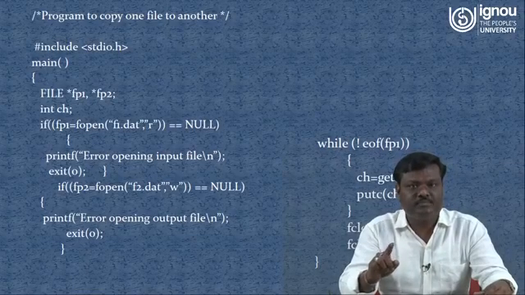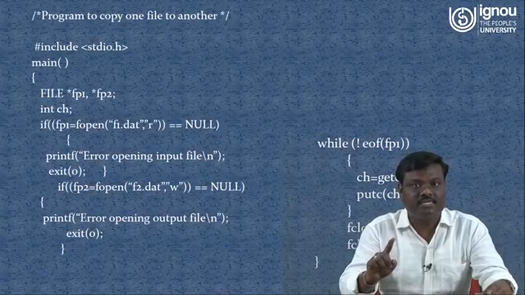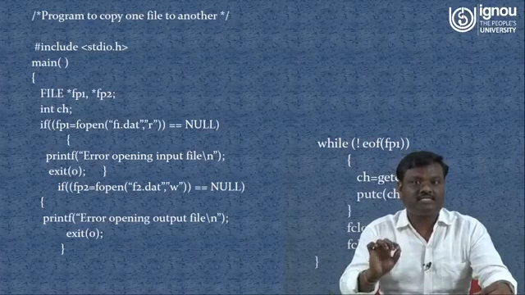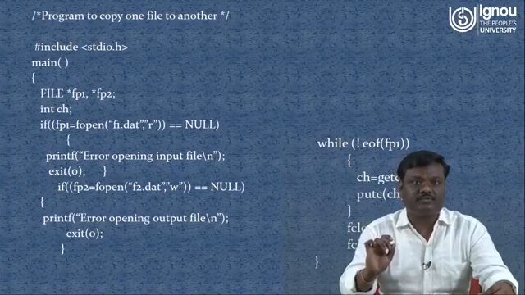So this is a simple program, and after copying all the contents from file 1 to file 2, you can see in the last statements that we close the first file as well as the second file. This is a good practice of C programming whenever we are working with the file concept.